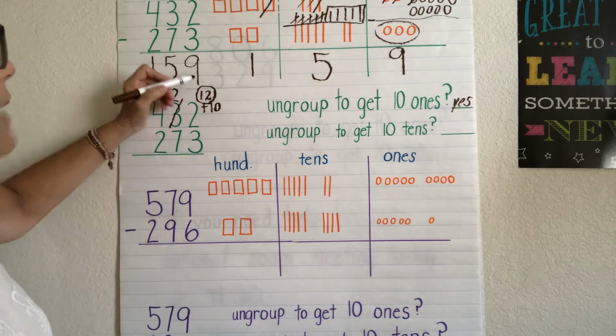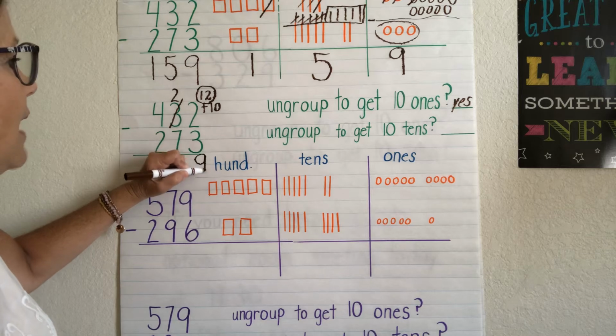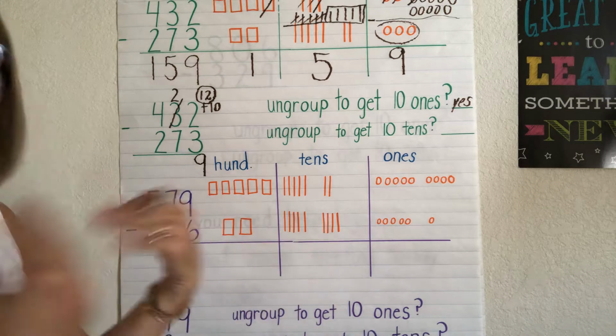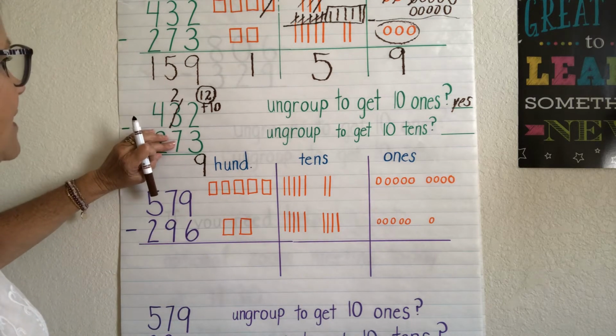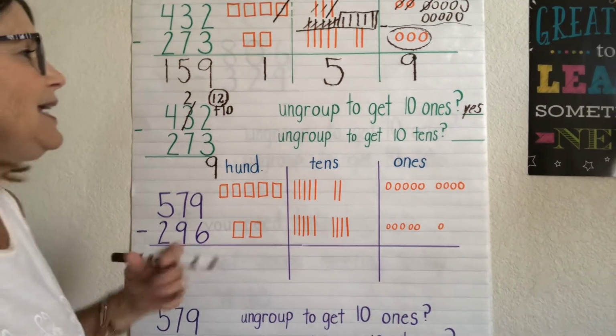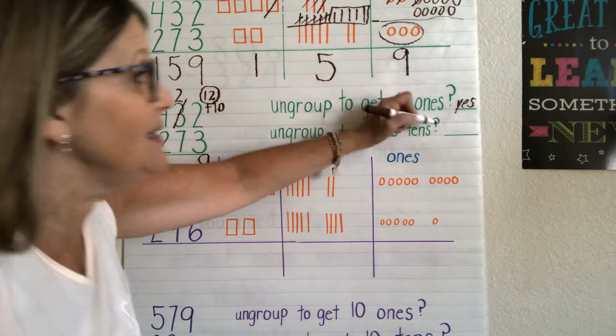I'm going to subtract my ones. 12 minus 3 is 9. Same as I got up above. Okay, now I'm moving to the tens. 2 tens take away 7 tens. Is the bottom number bigger? Yes, it is. Do I need to ungroup to get 10 tens?